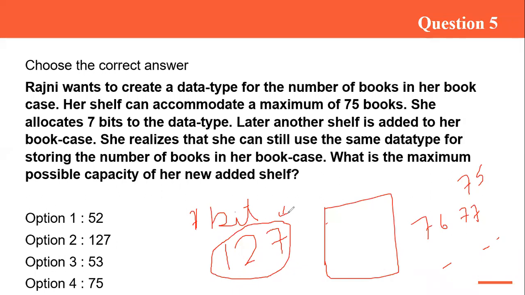Am I right, boys and girls? 127th book she can store. So 76 to 127. How many numbers are there? How many books are there from 76 to 127?